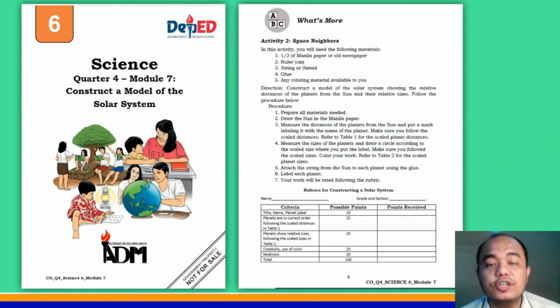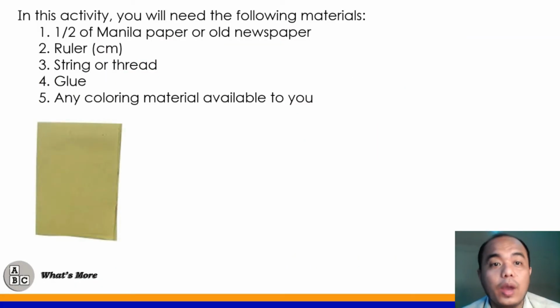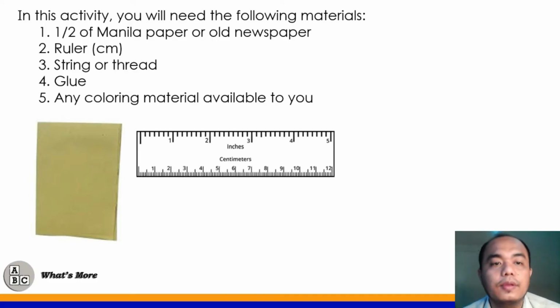Okay, this time, let's answer the what's more part of your module. Now, in this activity, class, you will need the following materials. 1/2 of the Manila paper or old newspaper will do.